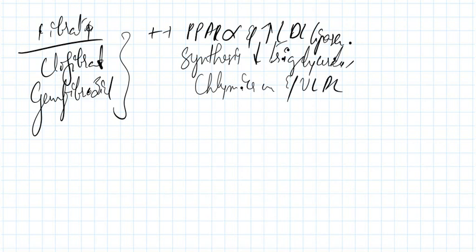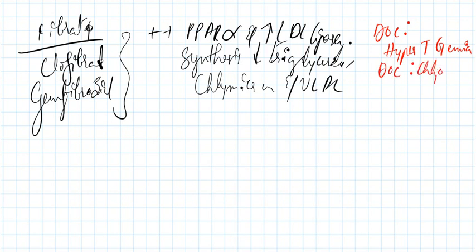Okay. Now, what are the uses of fibrates? Fibrates are very important. Fibrates are used as the drug of choice in hypertriglyceridemia, and they are also the drug of choice in chylomicronemia syndrome.